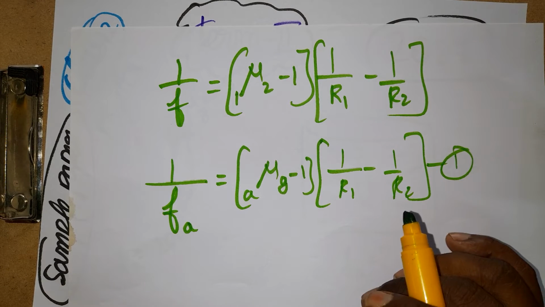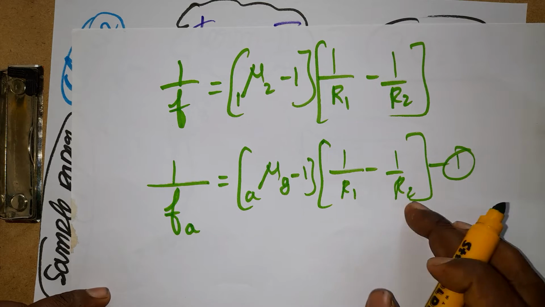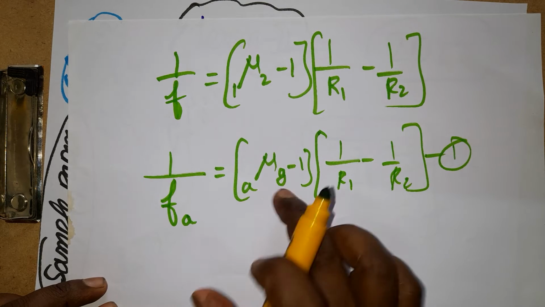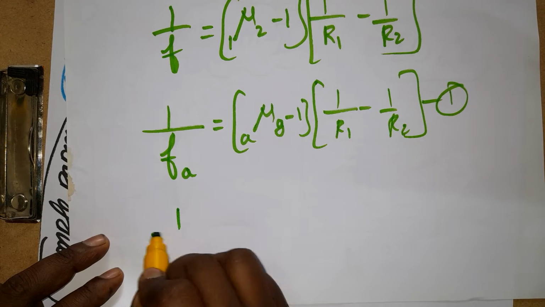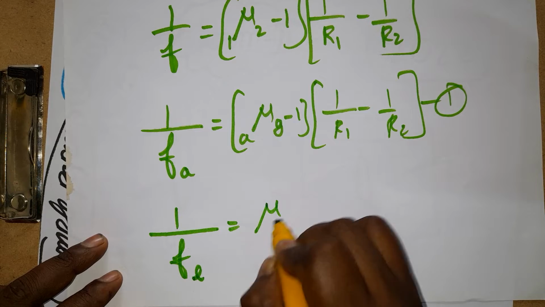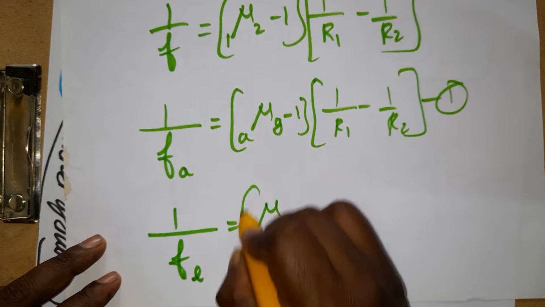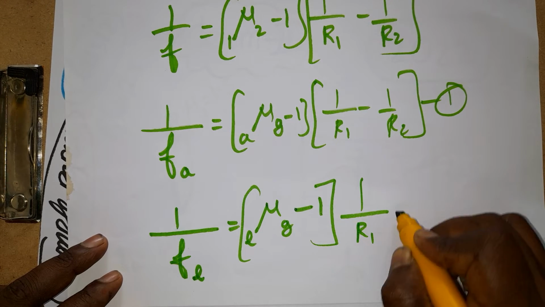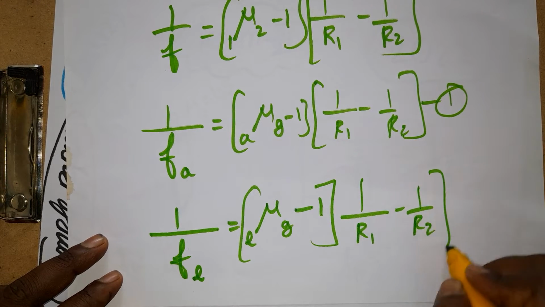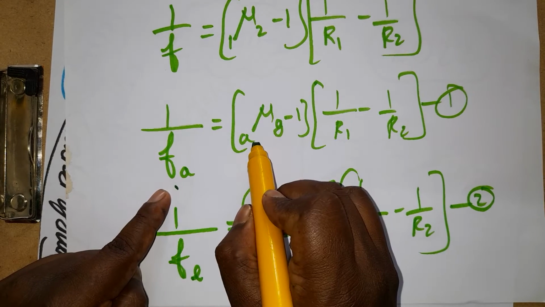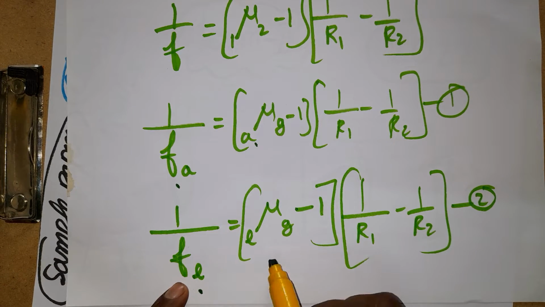When the same lens is inserted inside the liquid, the radius of curvature is not going to change. Only the refractive index will be changing. 1 divided by the focal length in liquid, which we don't know, equals (refractive index of liquid to glass, since the light is now traveling from liquid to glass, minus 1) into (1 divided by R1 minus 1 divided by R2). This is the second equation. This is 20, this is 1.5, and this we don't know. This we have to find.